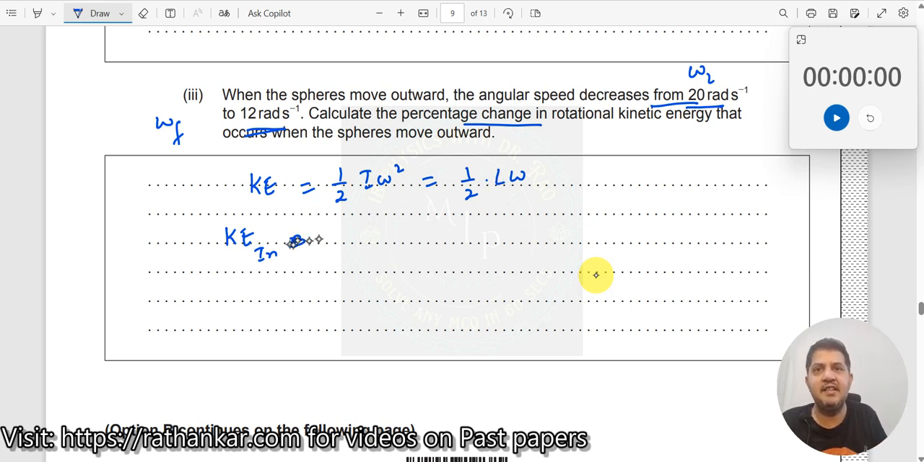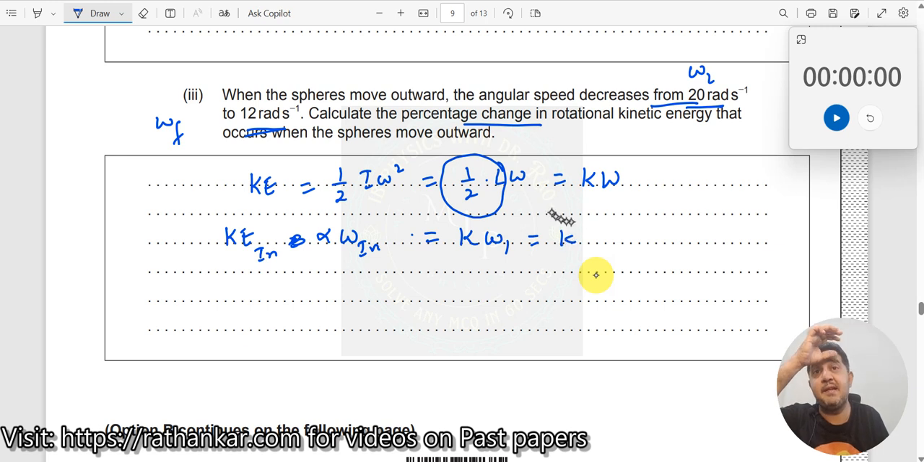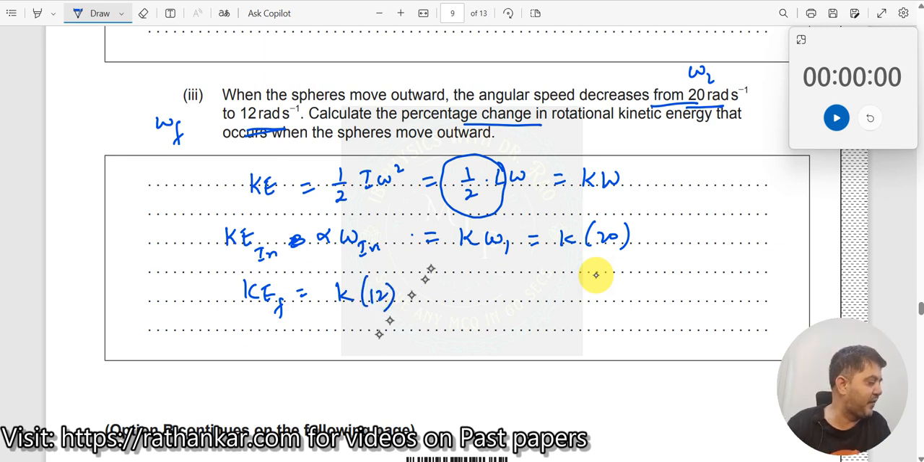So kinetic energy initial should be proportional to omega initial. Since L is going to be a constant, I will write this as k times omega. So kinetic energy initial is equal to k times omega 1, which is k times 20. What is kinetic energy final? Kinetic energy final is equal to k times omega 2. Omega 2 is nothing but 12 over here. What is the difference between these two?